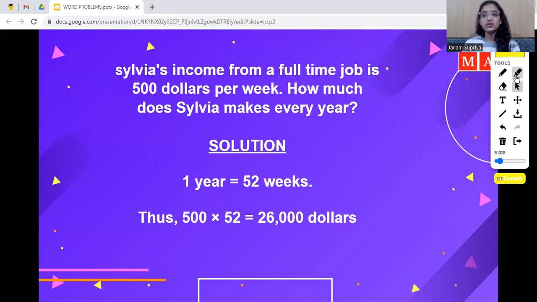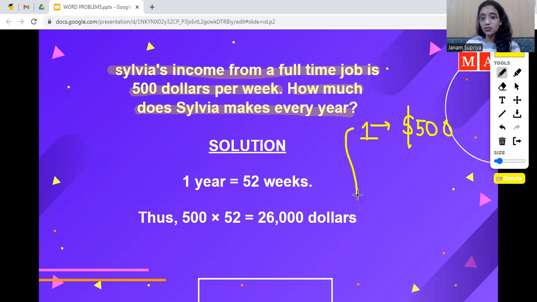Now moving on to the next question, which says, Sylvia's income from a full-time job is $500 per week. How much does Sylvia earn every year? Yes, so in 1 week, in a full-time job, Sylvia is earning $500. This is a dollar sign. So this is just 1 week. Now we need to find for the whole 1 year, right?